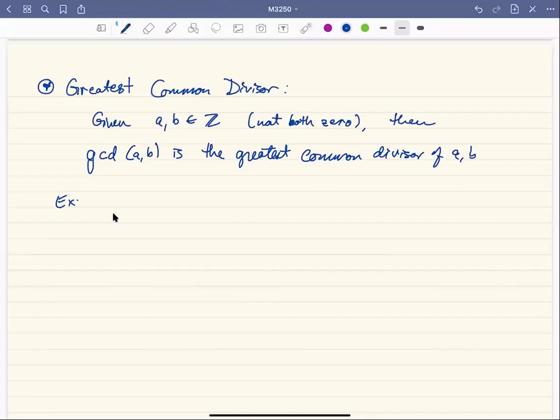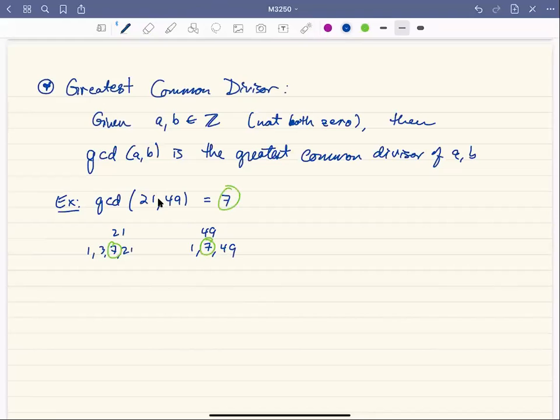As an example, if we were to pick 21 and 49, the GCD of 21 and 49 would be 7. Because if you think about all the divisors of 21, 21 has 1, 3, 7, and 21 as divisors. 49 has 1, 7, and 49 as divisors. The largest common divisor, in other words the largest number that's in both lists, is 7. So the GCD of 21 and 49 is 7. That's all we mean by the greatest common divisor.